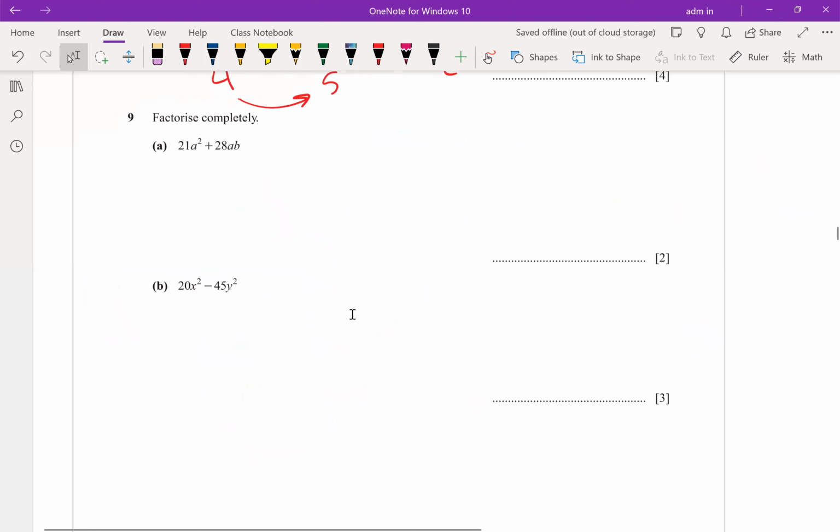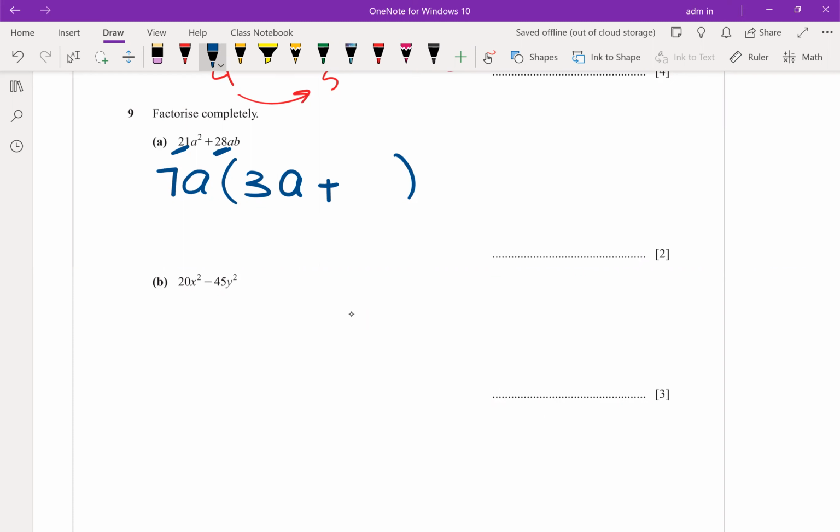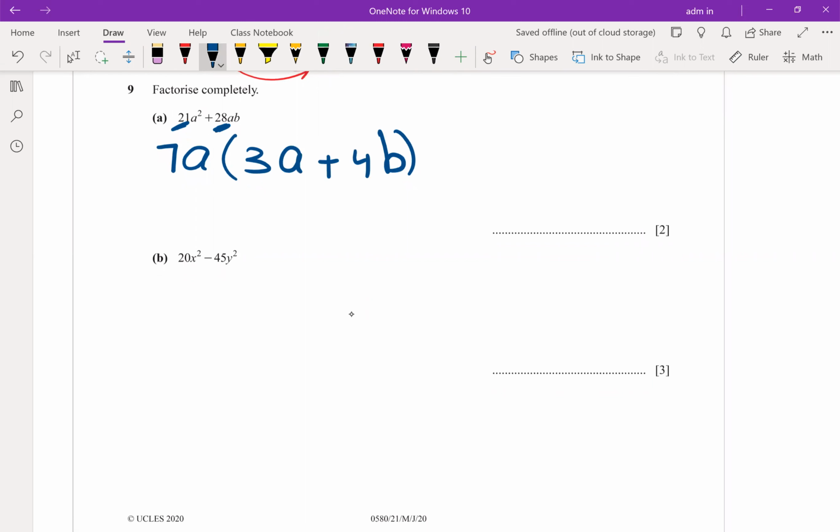Factorize completely. What is the common factor in question number 9? What is the common factor? The common factor 7. 21a divided by 7 is 3a. A squared divided by a is 1a. Plus 28b divided by 7 is 4b. Clear? 7a.